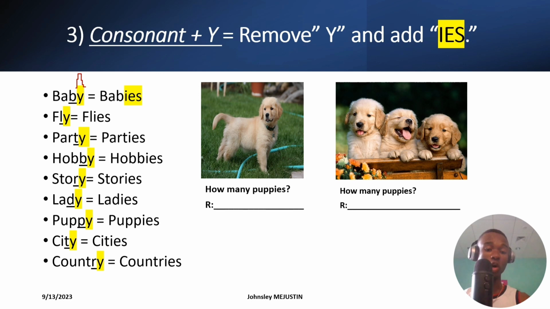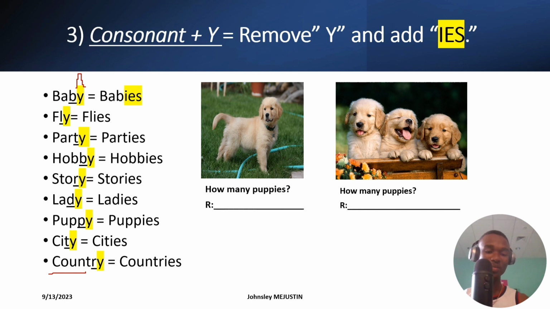Okay. So story, stories. Lady, ladies. Puppy, puppies. City, cities. Country. So this one is not country, but country. Country, countries. All right. So how many puppies do you see right here? This is one puppy, and we have 1, 2, 3 puppies.